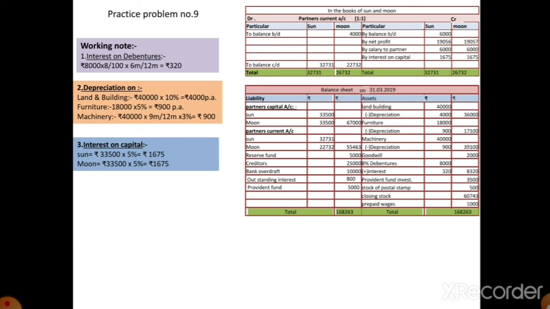So student, the balance sheet is tallied, which means our posting and effects are properly shown in this final account, and we have properly solved and completed our practice problem number 9. So practice it again and again. There is a home assignment for you: prepare this final account problem again with the help of the trading account, profit and loss account, balance sheet and partners current account. Thank you.